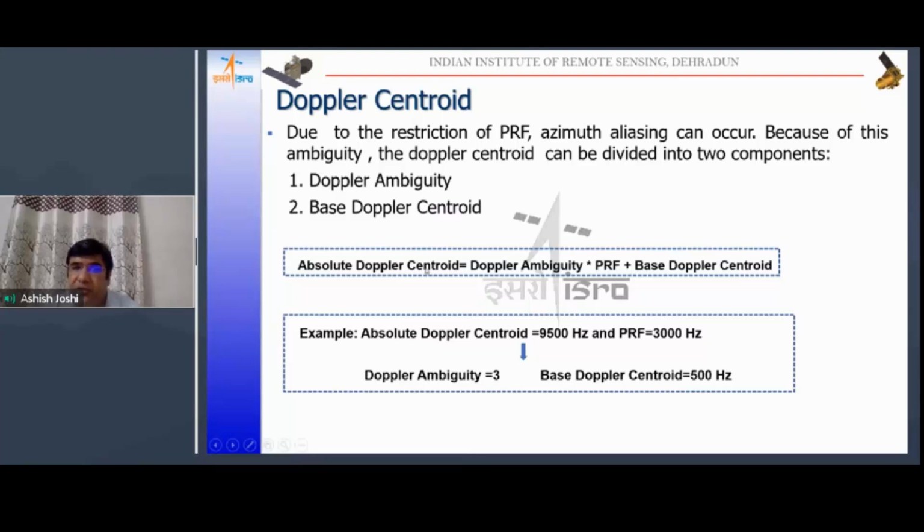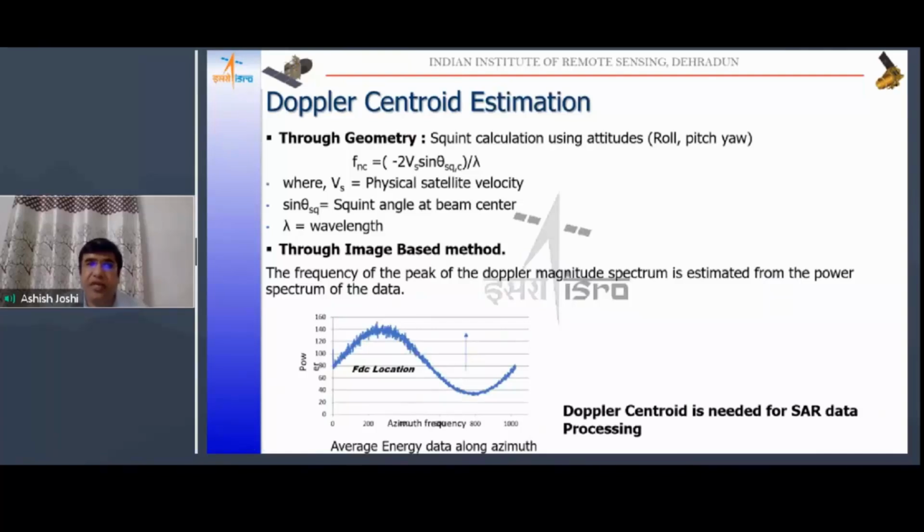So the absolute Doppler centroid has two parts. One is called the Doppler ambiguity, and the other is called the base Doppler centroid. The base Doppler frequency is the remainder, and the Doppler ambiguity is how many multiples of the PRF it contains. We have to estimate the Doppler centroid in our SAR processing. It can be estimated either through the geometry, by this formula, or through the image itself.